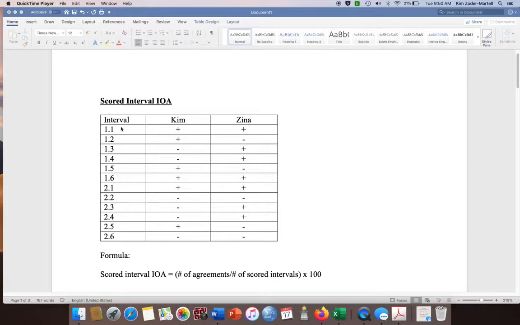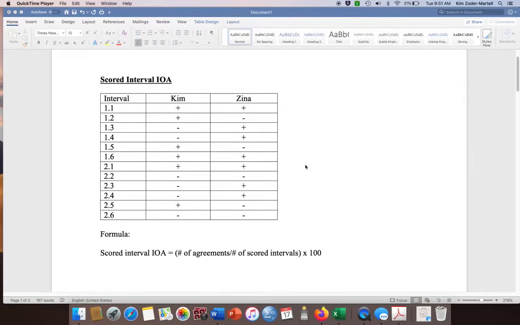In this data sheet, these are different intervals, and each of them are 10-second intervals. So this is 10 seconds, 20, 30. This is through the first minute, and here we start the second minute of the observation. For this observation, pluses mean that the behavior was recorded as occurring, and minuses mean that it did not occur.